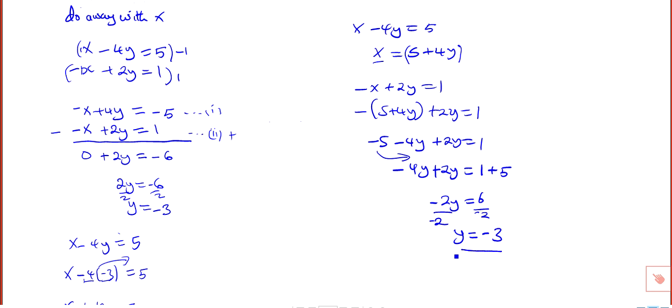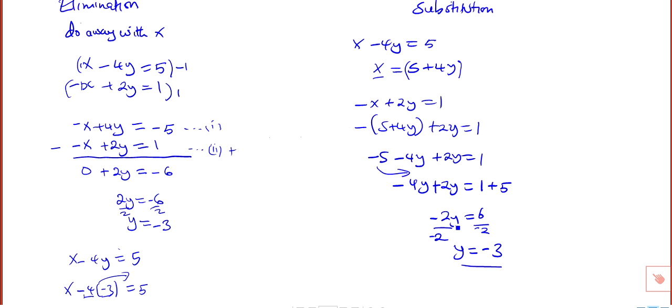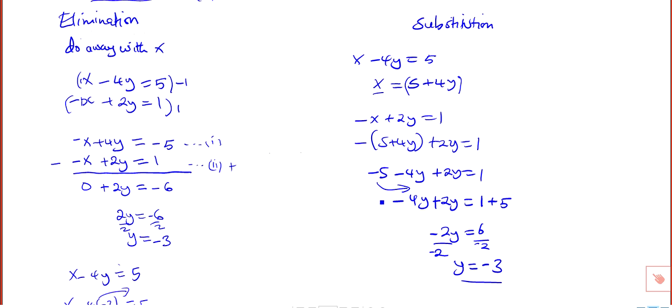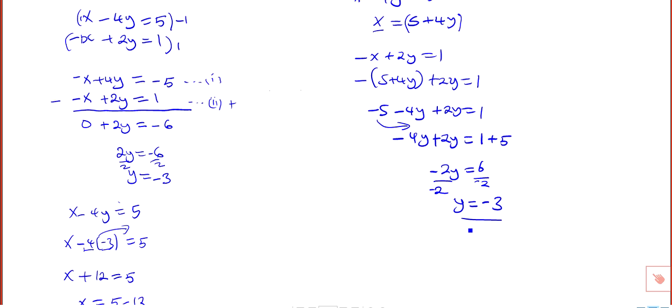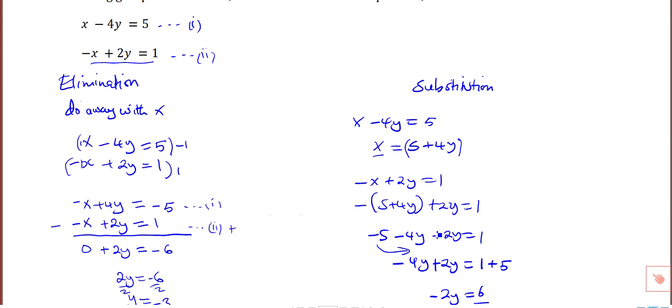Now since y is negative 3, where there is y you put negative 3 and get the value of x to be negative 7. So this is how you go about solving such a problem.